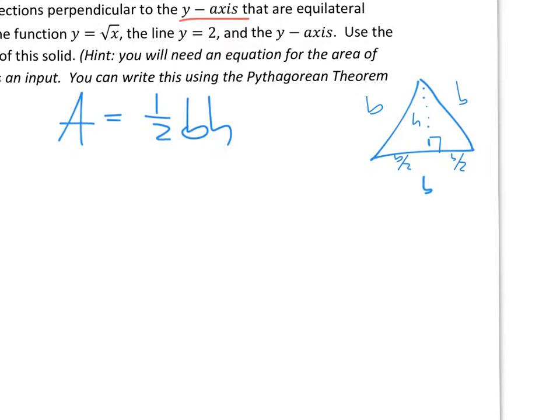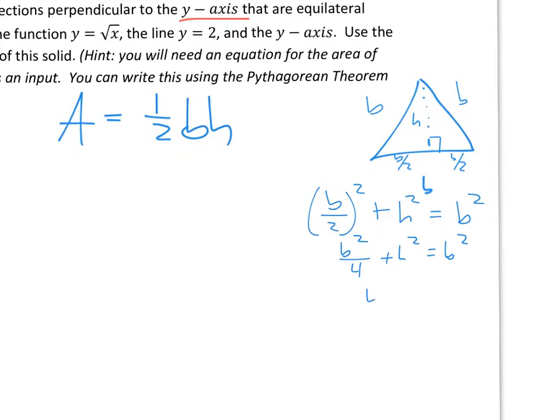And so this is actually one of our special right triangles going on here, and maybe you remember that pattern, but if not, it's no big deal. We could just use the Pythagorean theorem. We know that one side, b over 2 squared, plus the other, the height squared, has to equal the hypotenuse squared. And so we get b squared over 4 plus h squared equals b squared.